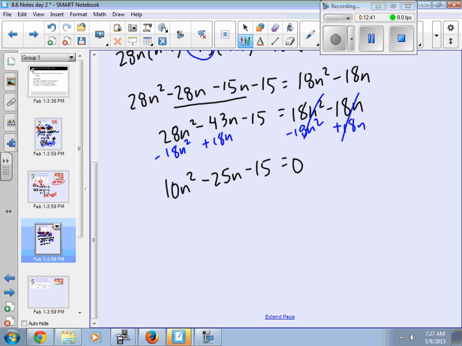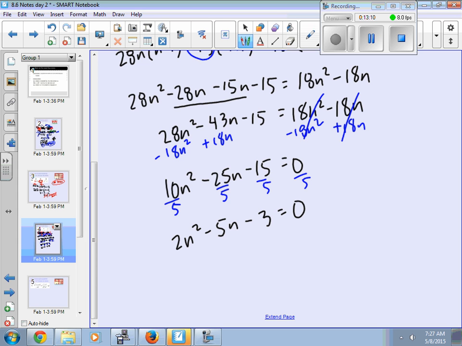So check, is there any way we can make this problem easier? This one appears to have a greatest common factor of 5 here. All these terms can be divided by 5. So if we factor or divide out a 5, we can make this a little bit easier. Let's divide all these by 5. Now we've got 2n squared minus 5n minus 3 equals 0.